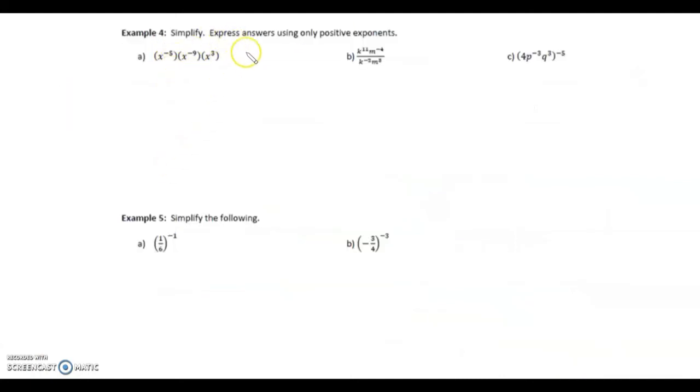Okay, example 4, simplify. So express your answers using only positive exponents. Moving forward, any answer that you get with an exponent in it always has to be positive. These three x's are the same base, so we're just going to add these exponents. Negative 5 plus negative 9 plus 3, we get negative 11. So this is just simply x to the negative 11.